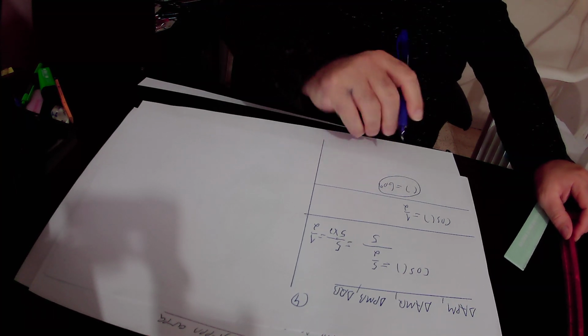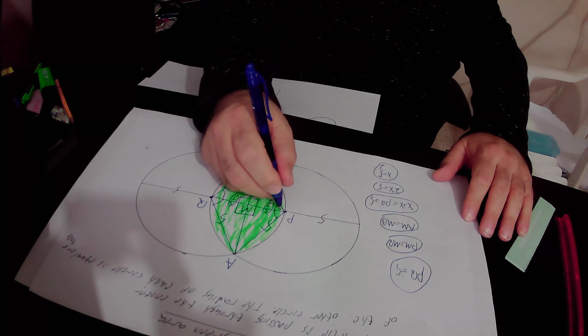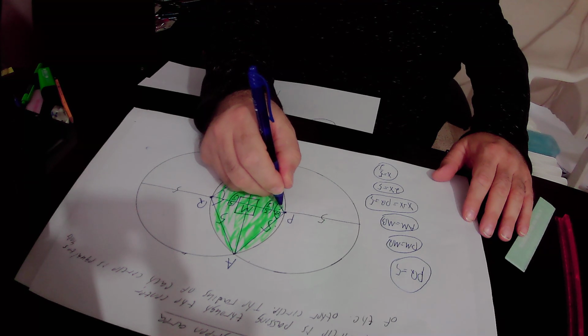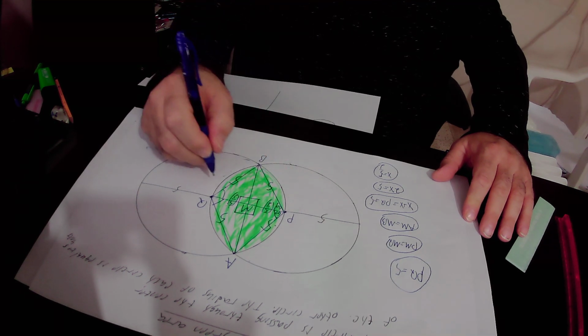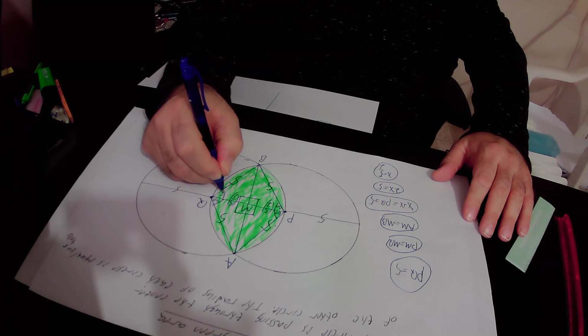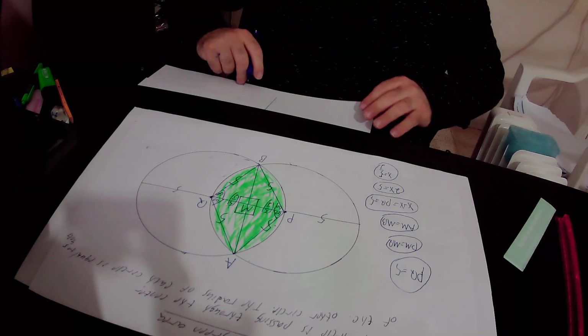So we can write here that this angle equals 60 degrees. This angle also equals 60 degrees. This angle equals 60 degrees. And this angle also equals 60 degrees. Okay?